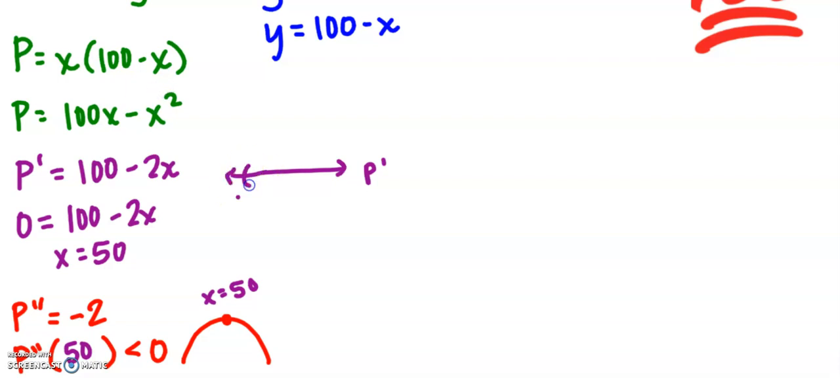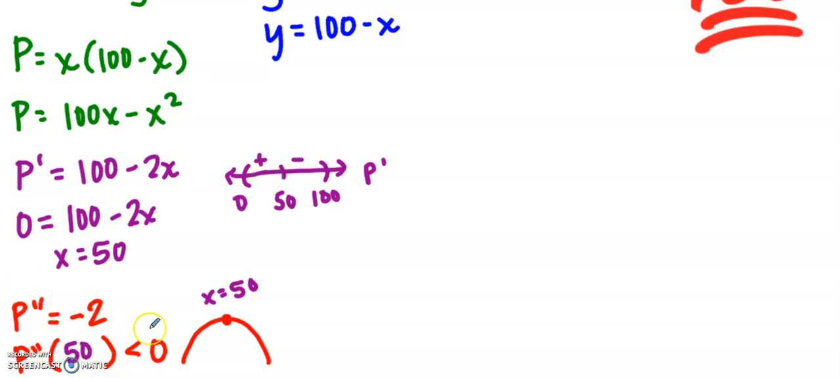I'm going to be looking between 0 and 100. 50 was my critical number. I can do a number line test. If I pick a number like 25, 100 minus 2 times 25 is positive. 100 minus 2 times 75 would be negative. So again, I have a maximum at x equals 50.